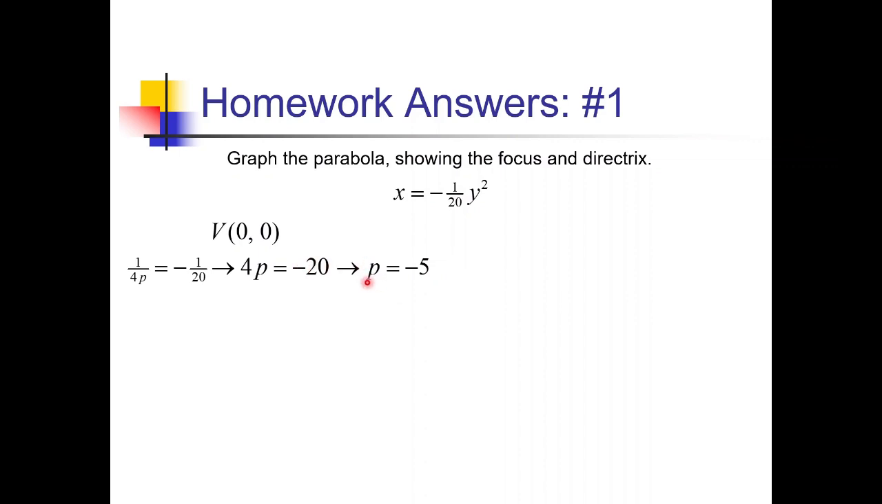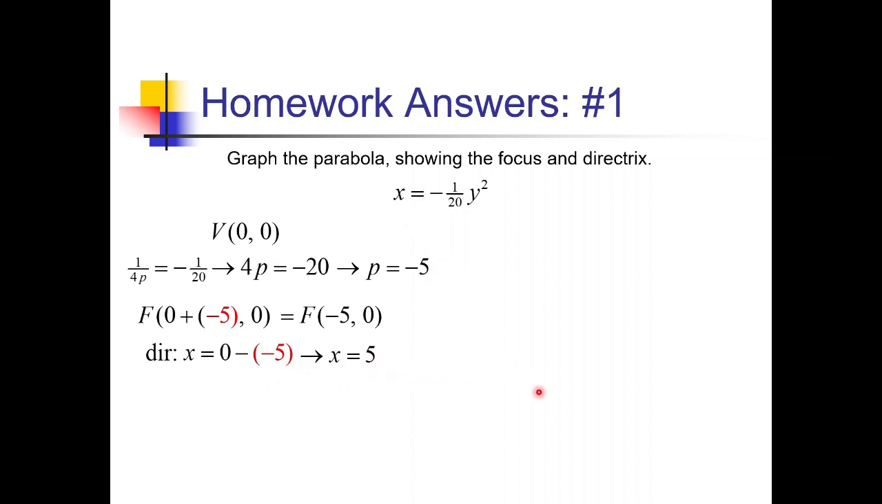Now I can use this p-value to get my focus and my directrix. To get the focus, I just have to add p to the vertex, and I'm going to add it to the x value of the vertex because this is an x equals type of equation, so it's a left-right equation. Only the x values are changing. So we have 0 plus negative 5, or 0 minus 5, for the x value of the focus. That's just negative 5 comma 0. Now to get the directrix, I just have to do the vertex minus the p-value. We're going to end up with an x equals for the directrix because our original equation was x equals. So we have x equals 0 plus 5, or minus negative 5, which comes out to 5.